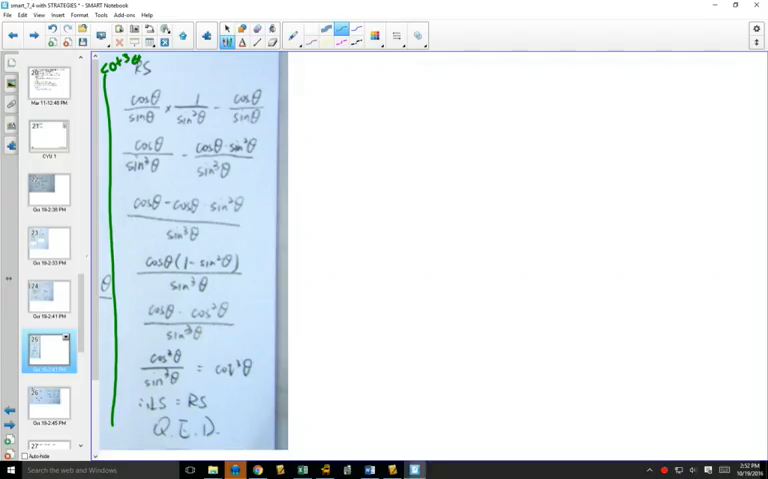So here is the strategy of changing things to sine and cos. Cotangent is cos over sine. Cosecant squared would be 1 over sine squared. And cotangent again is cos over sine.